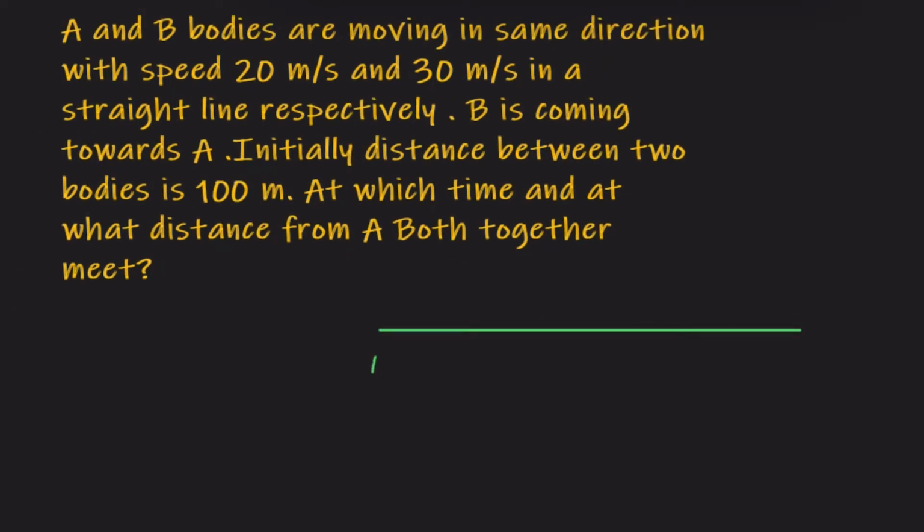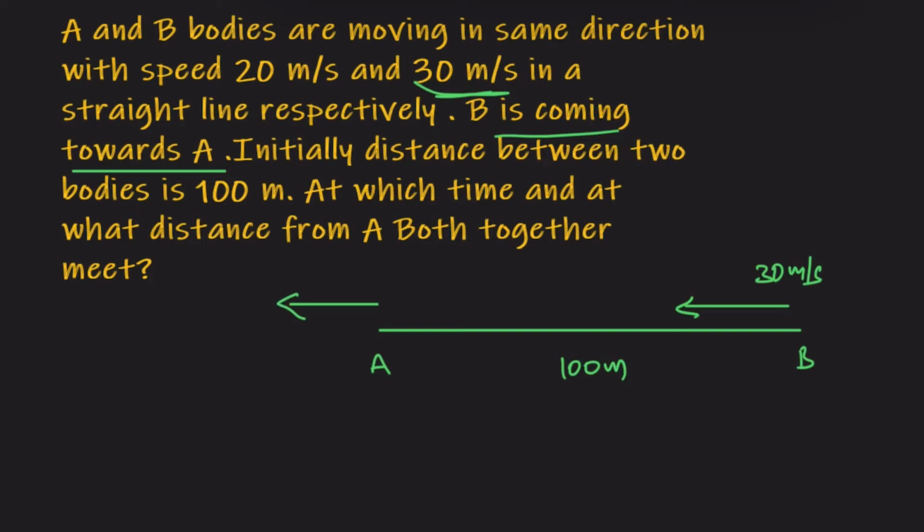Initially, distance between A and B is 100 meters. And B is coming towards A. That is clearly given. So B is coming towards A with a speed 30 meters. A is moving in the same direction of the B. Definitely A is moving along this direction with 20 meter per second. So one is moving 30, other one is moving with 20 meter per second. So both are moving in the same direction.